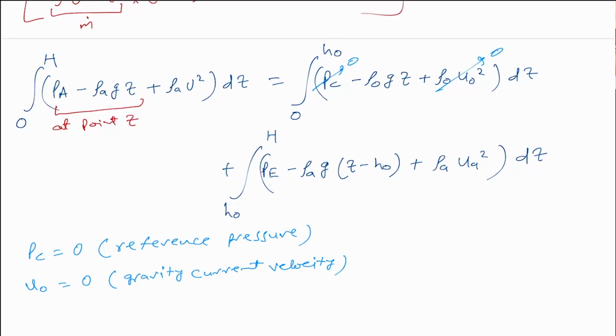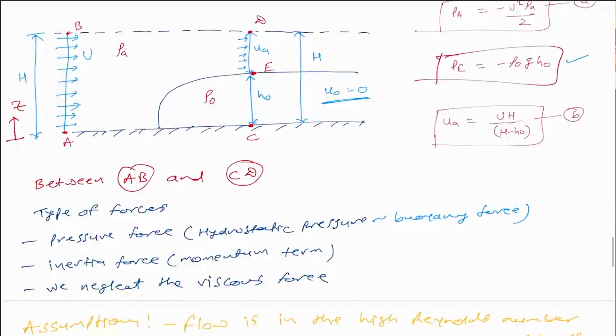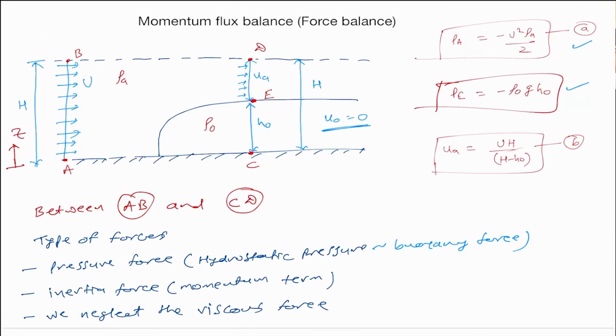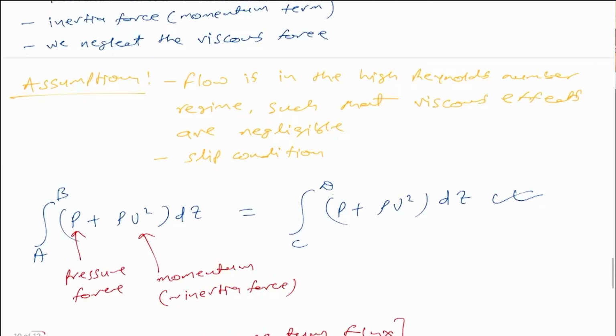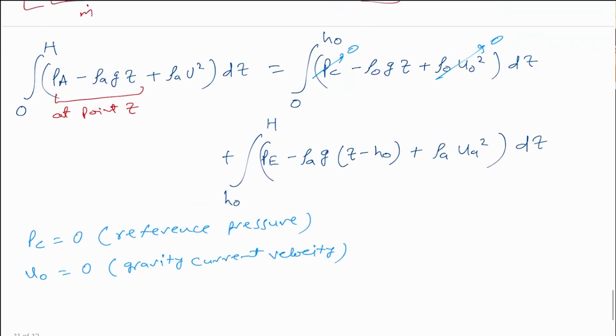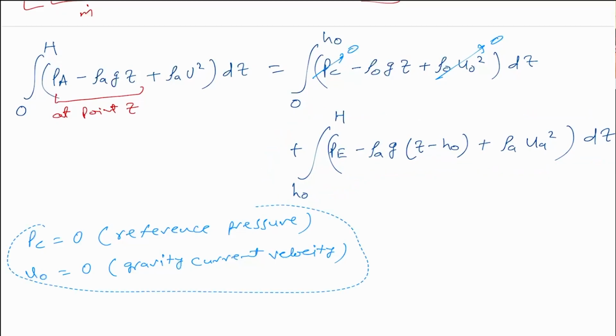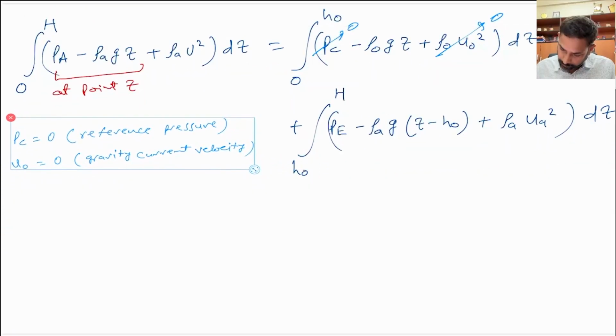Okay, and Pe is known, Pe is coming from here, that is already defined, and ua is also known. So we are going to use all these equations now. Pa is known, ua is known. So let's replace all these terms one by one. All right, so let's start with the first term here.